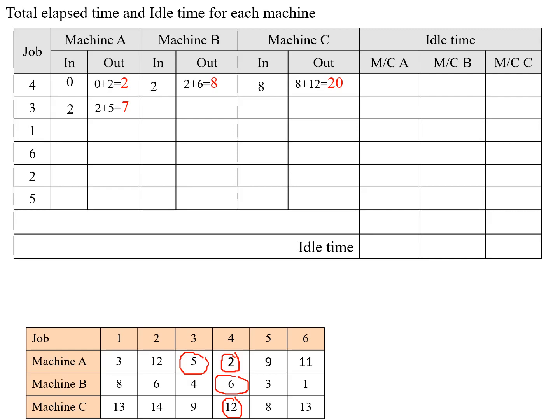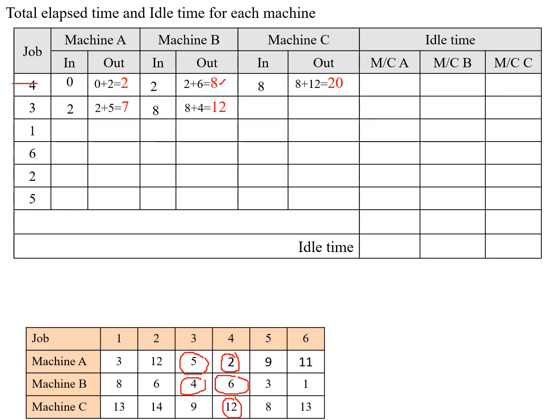Next we move to machine B. Here the in time is 8. Why is it 8? Up to 8 hours, machine B is engaged with job 4, so it will not receive job 3. After 8 hours only, machine B will receive job 3. So here the in time is 8 and the out time is in time plus processing time, so 8 plus 4, that is 12.